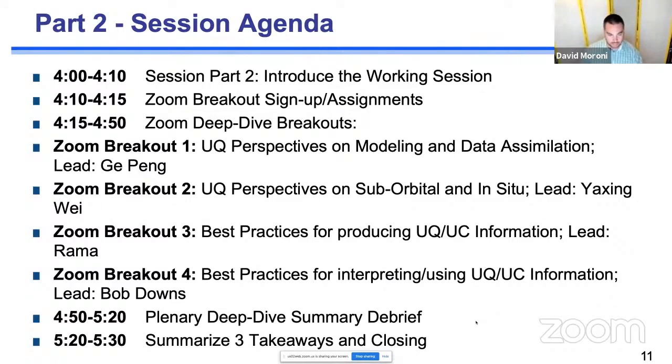And then Rama will be leading breakout 3, which will be best practices for producing UQ, UC information. And then Bob Downs will be leading the breakout for the interpretation and the usage of UQ, UC information, which seems to address one of the questions that was asked later on in this current session. There will be about 35 minutes allocated for those deep dive mini breakouts, if you will. And we'll have a summary debrief where we come back and join each other in the plenary Zoom instance, and then we'll summarize our takeaways from both sessions.